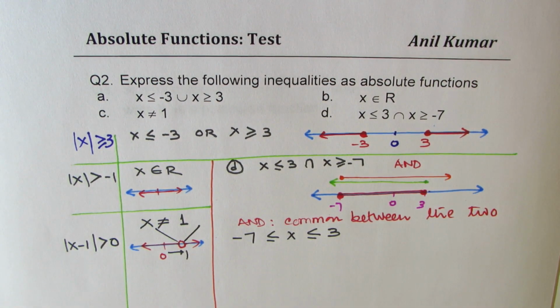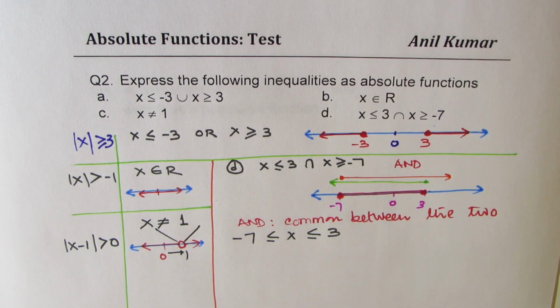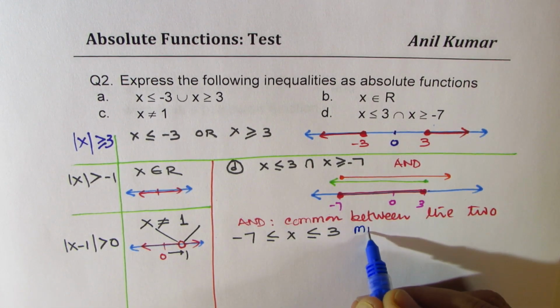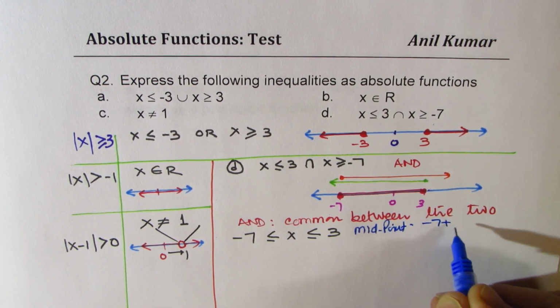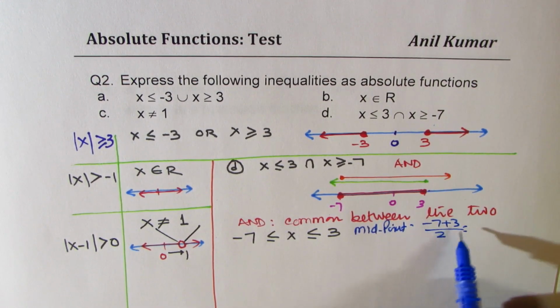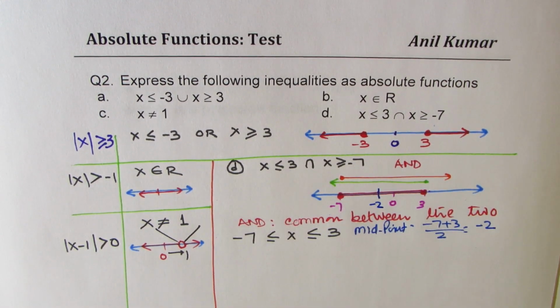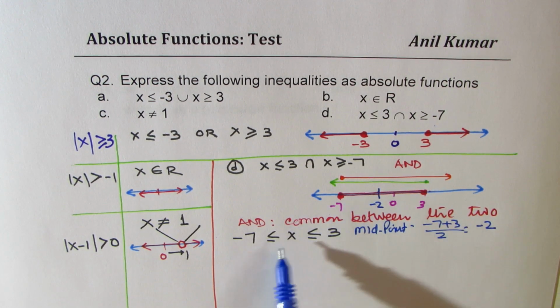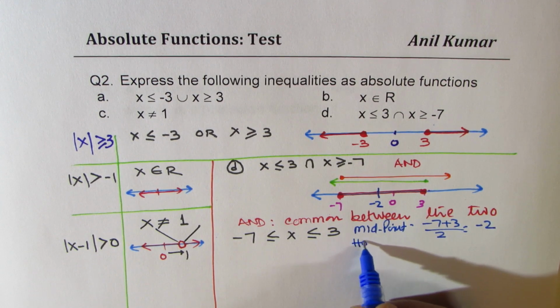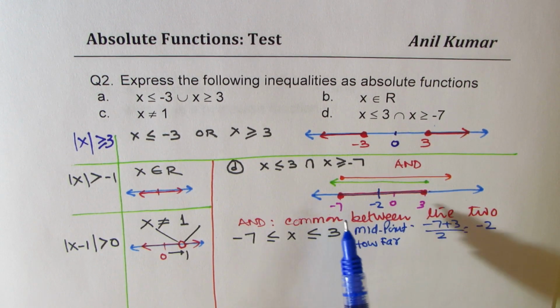Now how do I write this in absolute function inequality form? That is a challenge. So one way here is to find the midpoint, right, and then get the answer. So the midpoint here is add them, divide by 2. So minus 7 plus 3 divided by 2, which is minus 4 divided by 2, or minus 2. So at minus 2 we have the midpoint. Now to write the absolute function, we have to see how far. So the second question is how far.